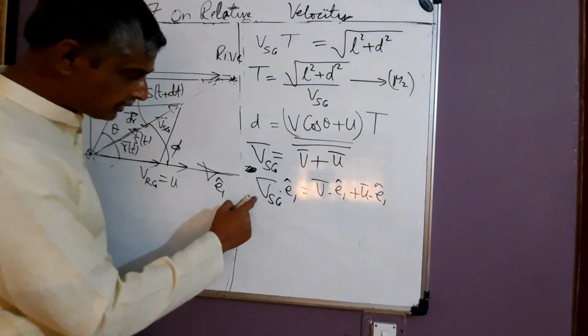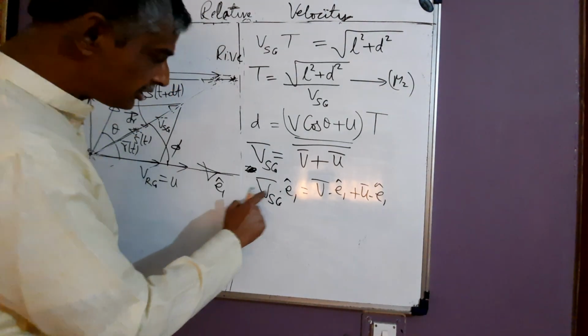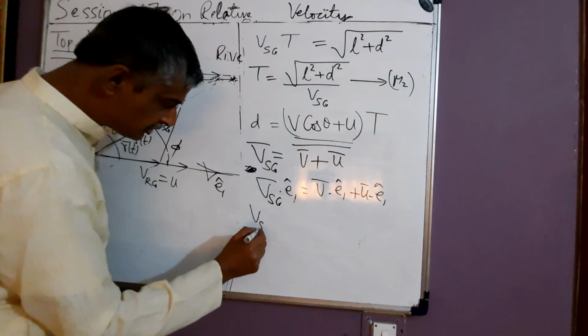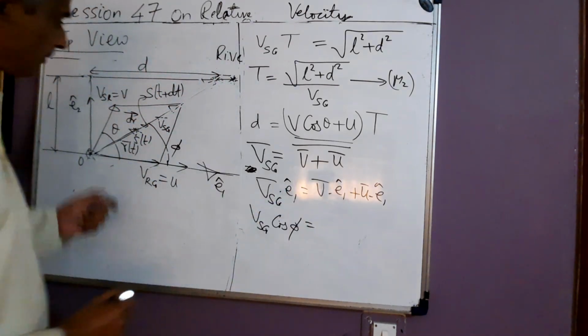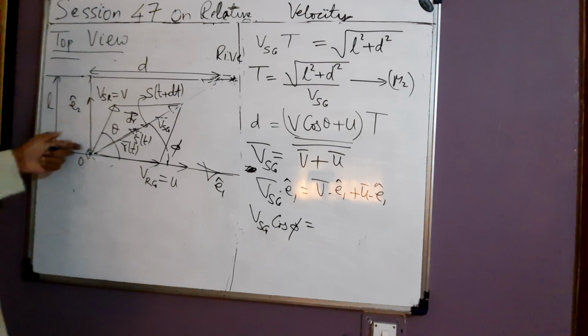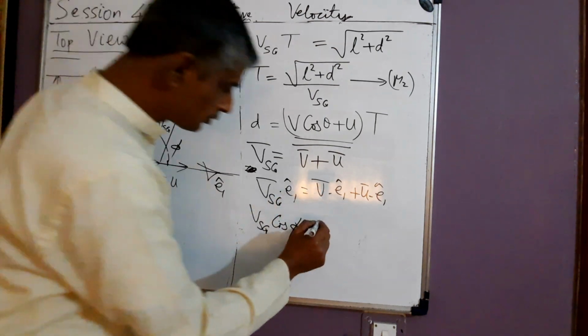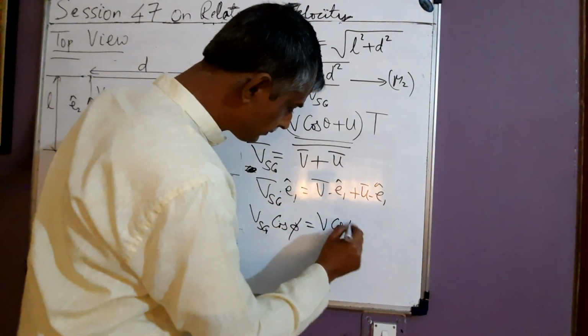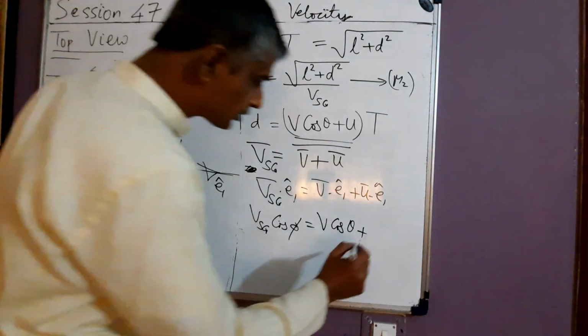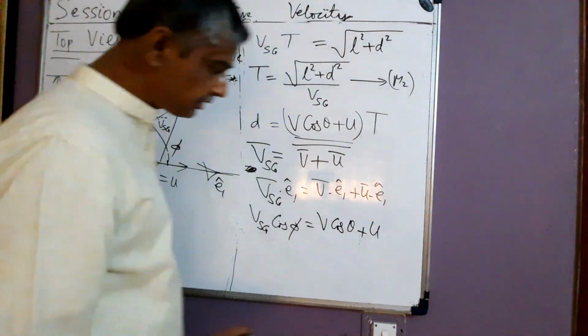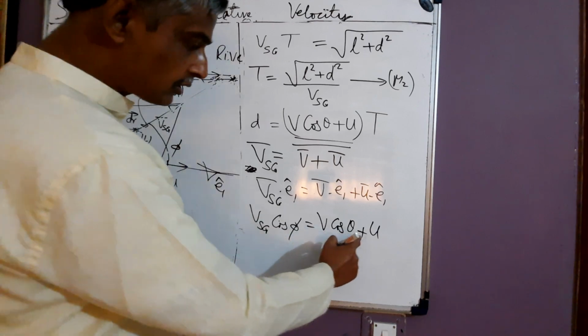So Vsg dot E1 hat becomes Vsg into 1 into cos phi, that is Vsg cos phi, by dot product rule. V dot E1: V is in this direction, E1 is this, angle is theta. So this will be V into 1 into cos theta, plus U dot E1. U in this direction, E1 also in this direction, so U into 1 into cos 0 degree. So Vsg cos phi is V cos theta plus U.